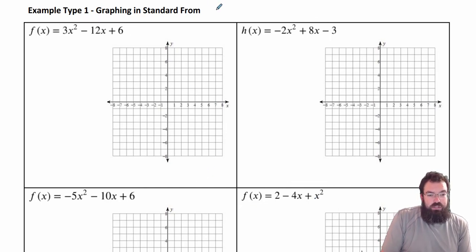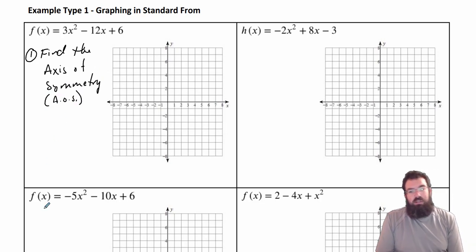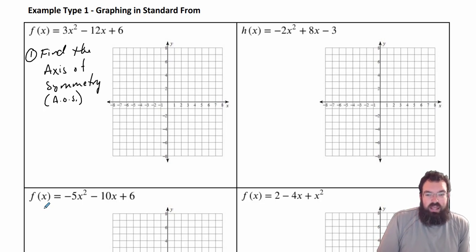What I now want to do is graph the function. There are some rules and steps to follow. The first step is to find the axis of symmetry. I'm going to abbreviate this as AOS from now on, because it's easier to write AOS instead of saying axis of symmetry every time.